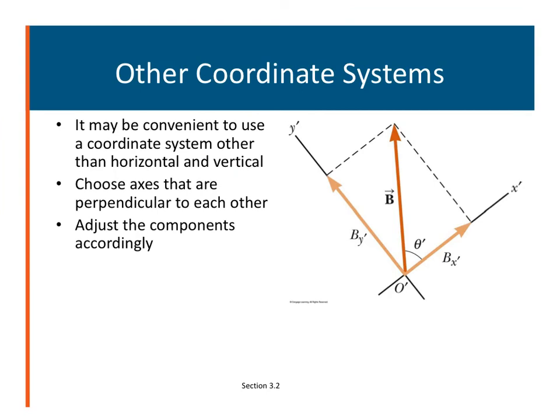Like I mentioned earlier, sometimes it may be beneficial to rotate our origin, or rotate our x and y axes, so that we have an orientation that's not vertical and horizontal but off at an angle, so that we can keep this angle in a convenient location. Basically, we need to choose axes that are perpendicular to each other and adjust the components accordingly.